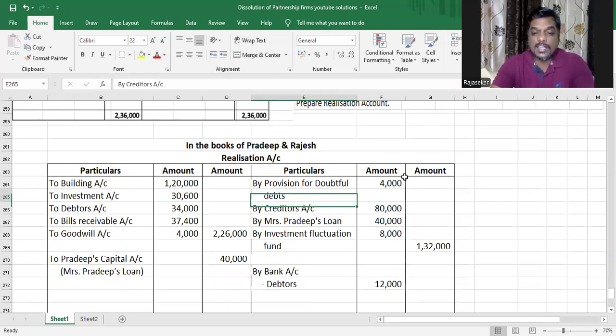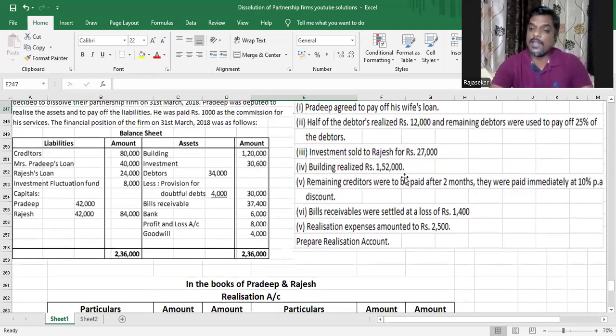The remaining debtors were used to pay 25% of the creditors. So which means what? The liability has taken over the debtors. 25% of creditors have taken over the remaining debtors. If you have to pass a journal entry, it will be realization to realization, which actually is no entry. When a creditor, a liability, takes over the debtor, it is no entry. Understood or not, my dear children?